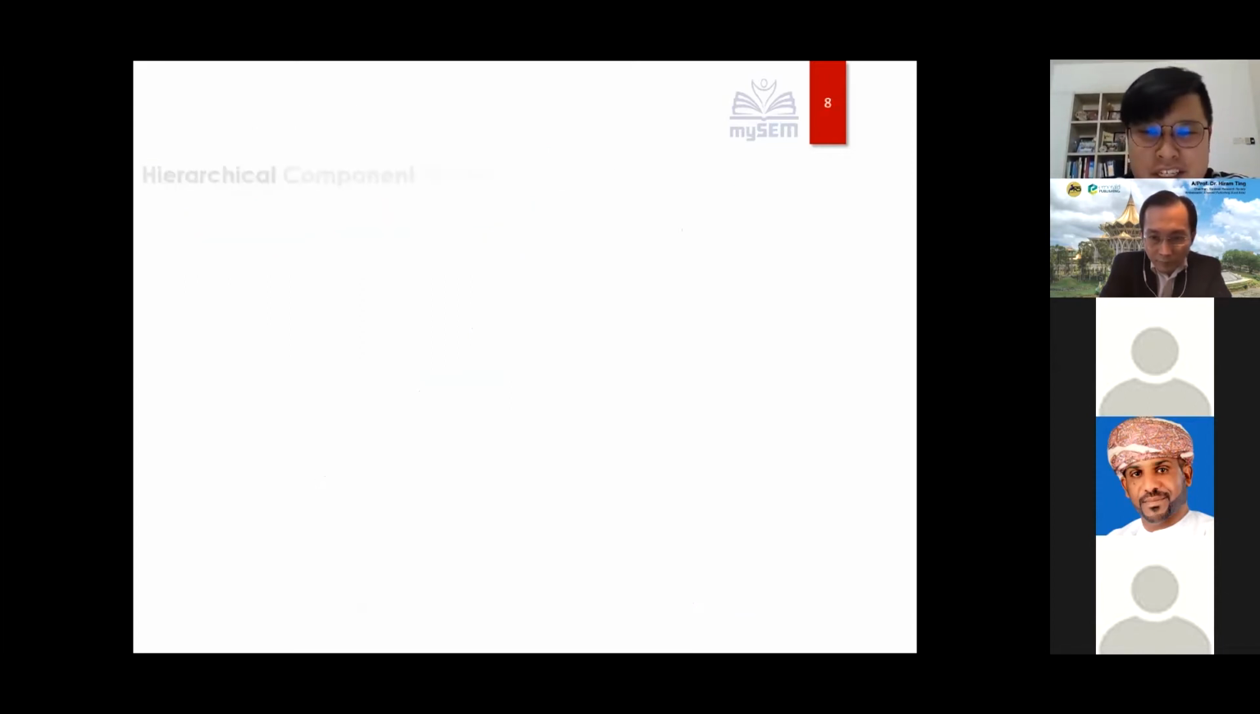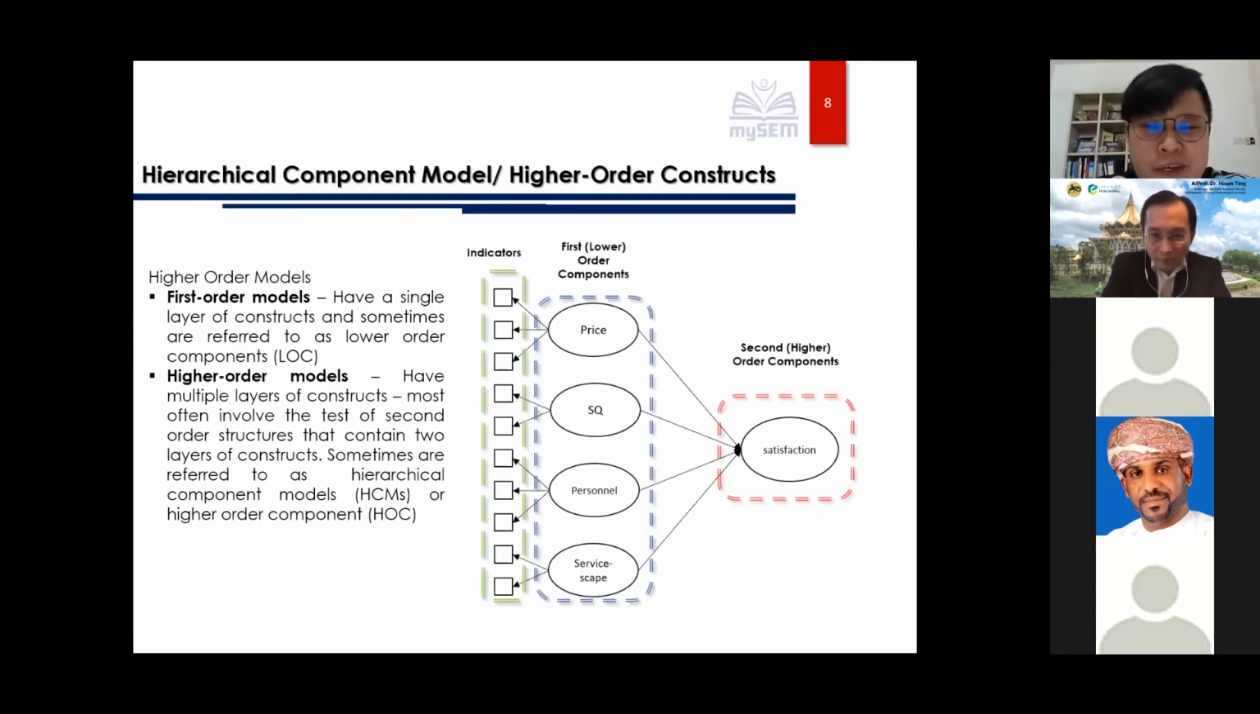So it seems confusing with my explanation. Let me make it very simple for you. As you can see on the next slide, if you want to measure satisfaction as a higher order construct or second order component, we could have dimensions of price, service quality, personnel, and servicescape to form satisfaction. So as you can see in the blue column there, that is what we call the first order model, or lower order components, or lower order construct, or dimension. There are a lot of terminologies behind, but all these dimensions themselves will be an important ingredient that forms the second order construct or components. And as you can see, the red column there is what we call the second order components or higher order construct. So I hope you know this fundamental.